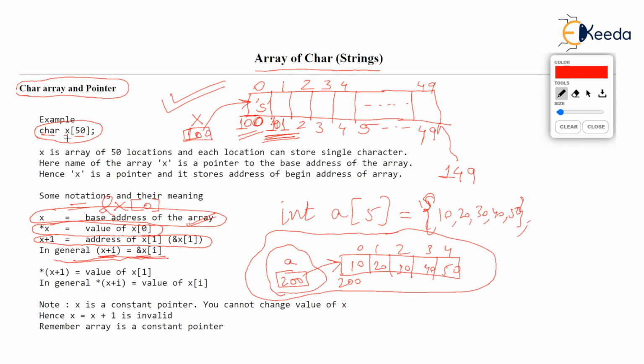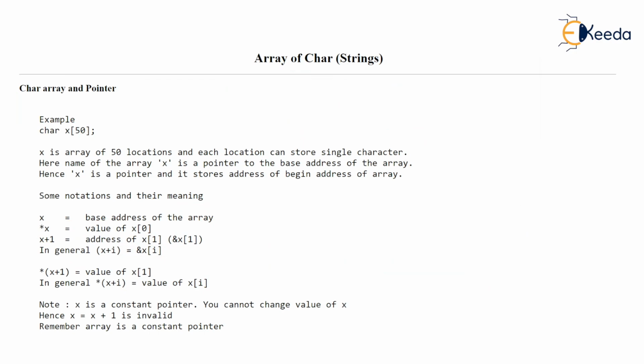And what is, in general, asterisk x plus i going to be? Now x plus i means address of xi, and asterisk before that is going to mean value of xi. I hope you got used to these notations. I'm just going to clean the slate. Anyway, we had seen these notations quite regularly in the case of array of integers. Same thing has been revised here.